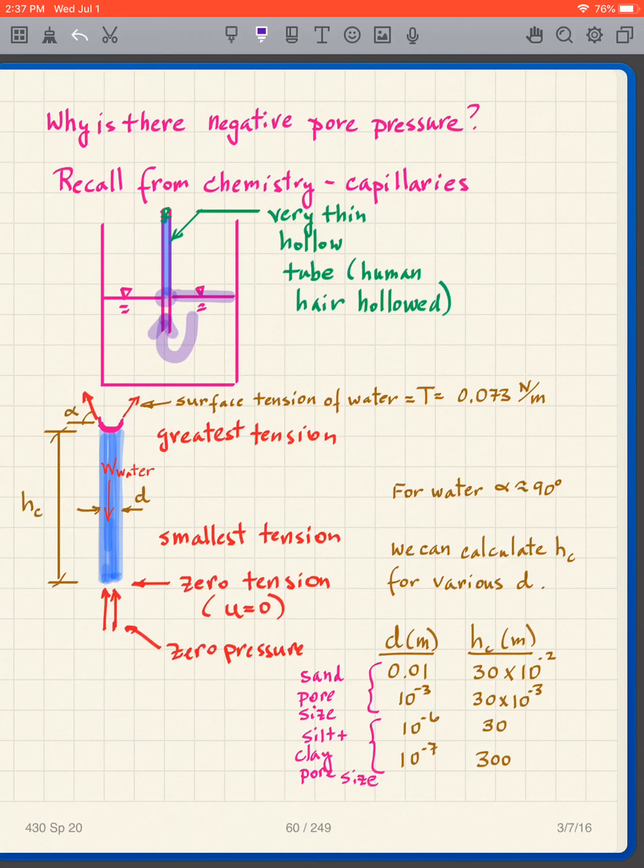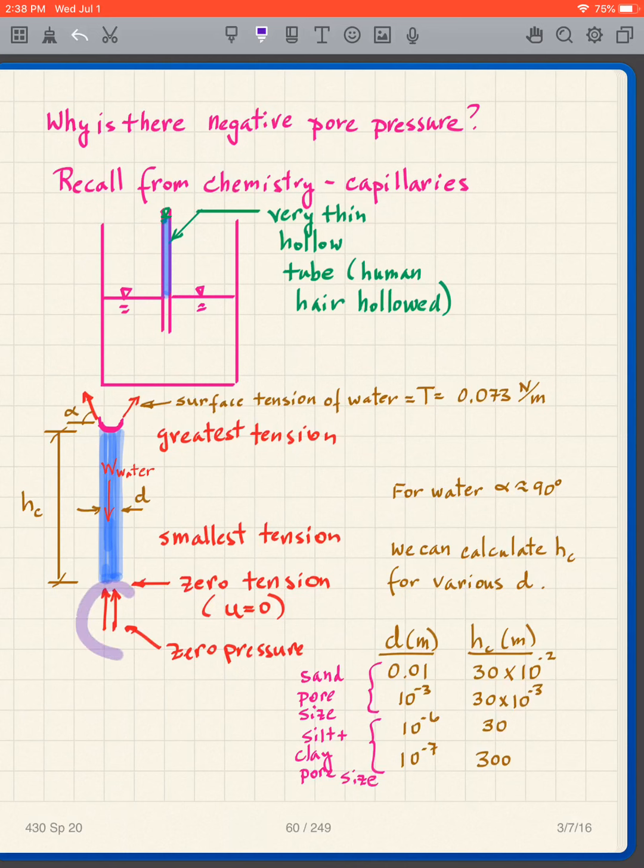But since it's not moving, it's in equilibrium. So if it's not moving, then what do I know? Then I know that the pressure here is the same as the pressure right there. And since the pressure here is 0, we just decided it, then the pressure here is 0. It's the same.